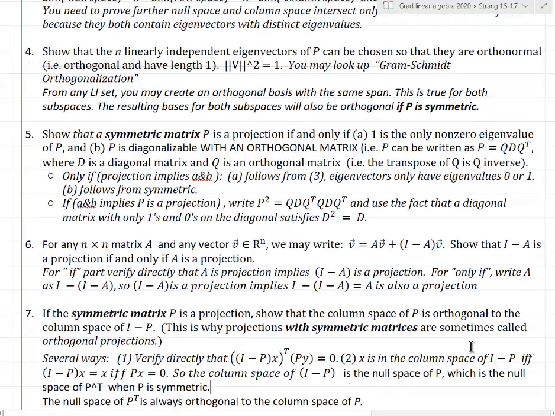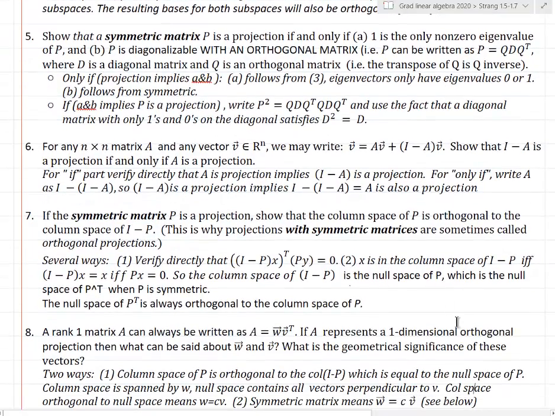Down to 7. If the symmetric matrix is a projection, so the column space of P is orthogonal to the column space of I minus P. This is why projections with symmetric matrices are sometimes called orthogonal projections. All right, so what's going on here?